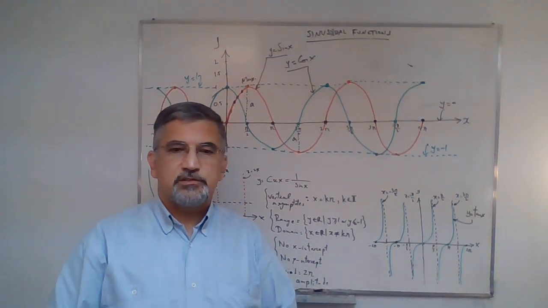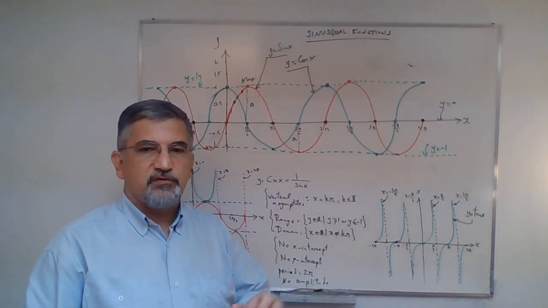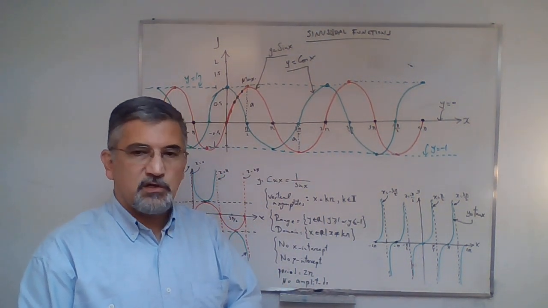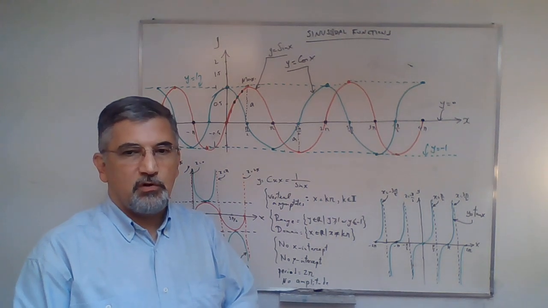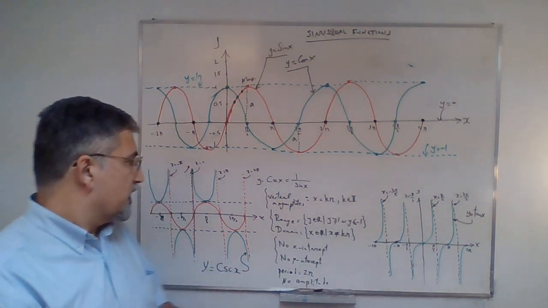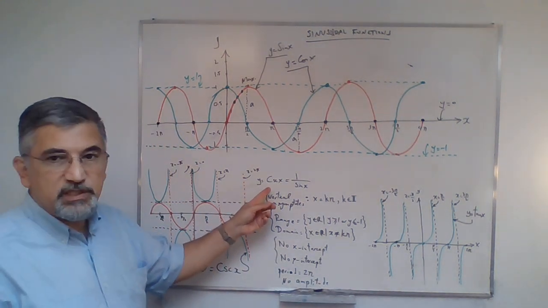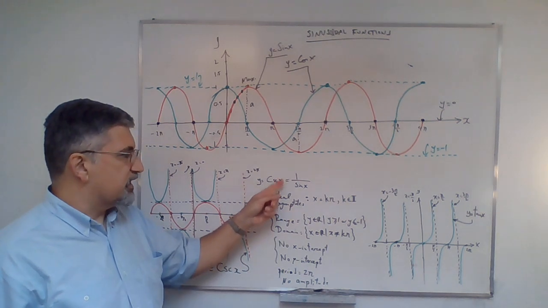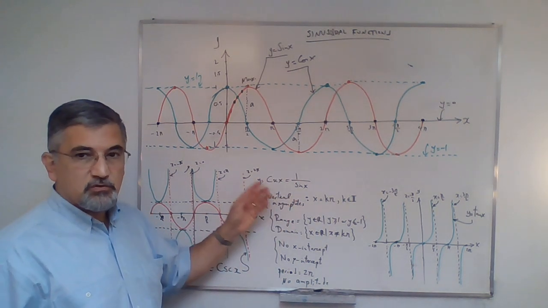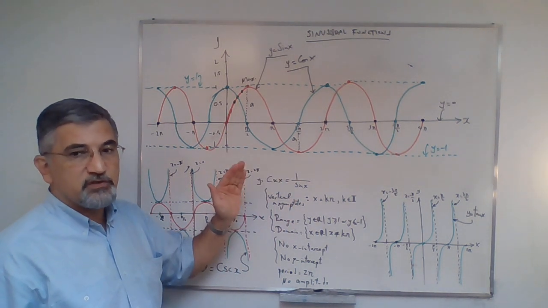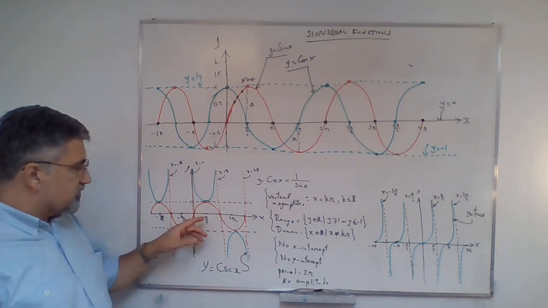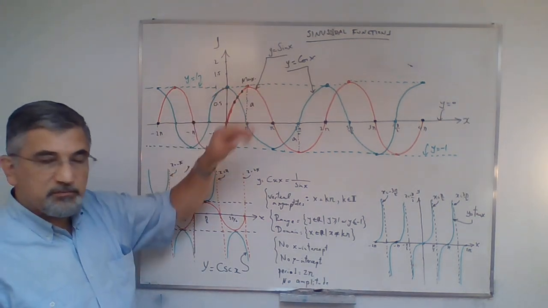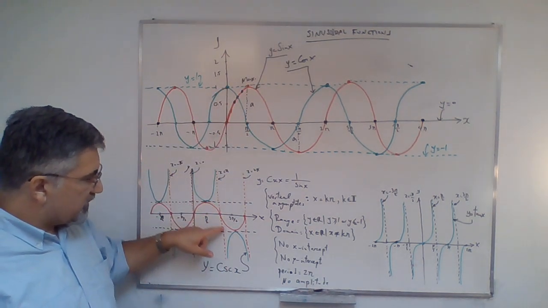Hello everyone. In this lecture, we just want to briefly discuss the graphs of reciprocal of trigonometric functions. So y equals cosecant of x, as you know, it is defined as 1 over sine of x. So the cosecant function is the reciprocal of the sine function.